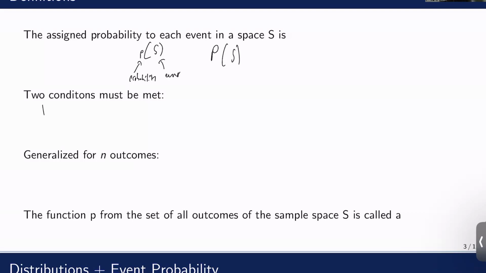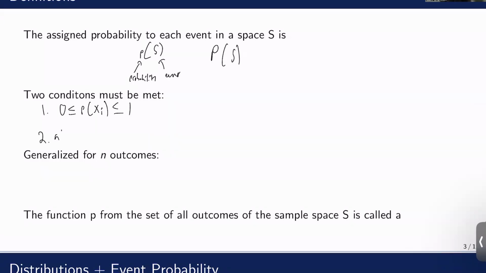So for this, two conditions must be met. First, 0 must be less than or equal to P sub xi, where xi is an individual event, which is less than or equal to 1. This makes sense because no event can have a probability that's greater than 1, and no probability can be negative, which is less than 0.